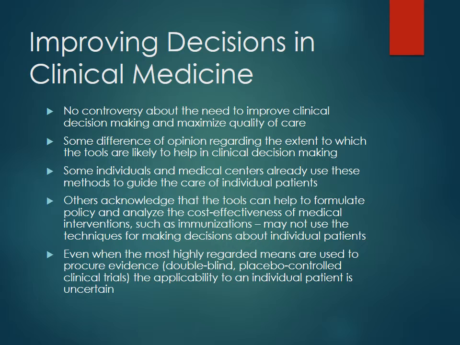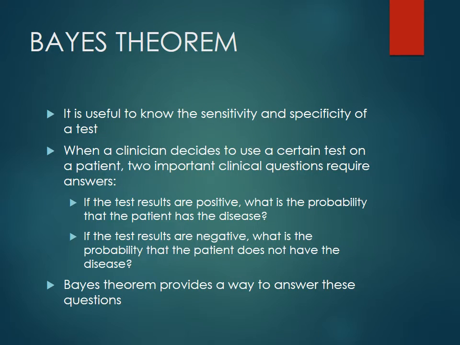Even if you have the most highly regarded means used to procure this evidence, say a double-blind placebo-controlled trial, it's important that you understand how we can apply this information back to your patients. And this is where things like meta-analyses can come into play, because you're using large swaths of research that looks at different types of patients and trying to incorporate all of that into one final decision. So the first thing we'll talk about today is going to be Bayes' theorem.